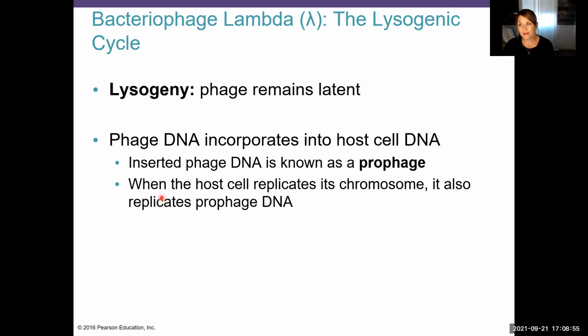So it will only replicate now when the host cell replicates. So if the host cell is going to divide into two cells, it has to first replicate its DNA, right? By DNA replication. When that happens, it will also replicate the prophage DNA. All right, that's the only way that the phage can replicate while it's in this lysogenic state. Okay, only when the host cell replicates, because it's part of the host cell DNA at the moment.